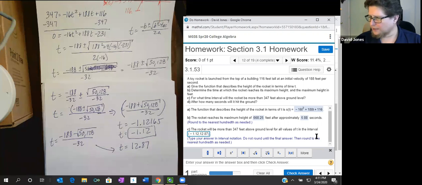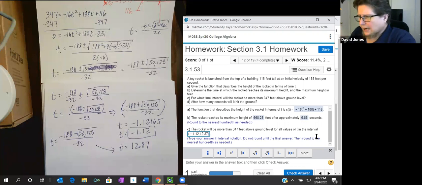That's not true. Something's off. I've done something wrong. Because I know it started off at 116. That's when t equaled 0. It was not above 347. Which means I made a mistake somewhere.